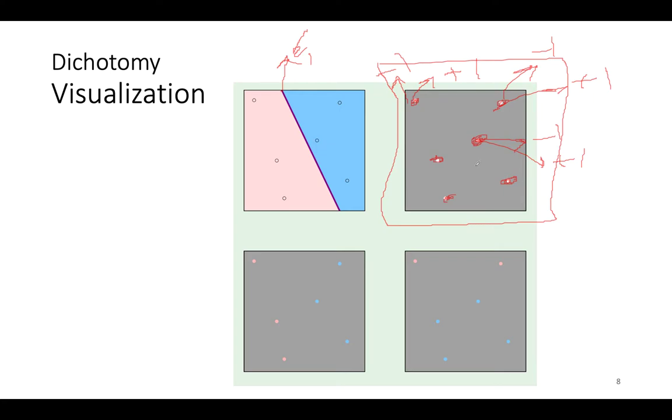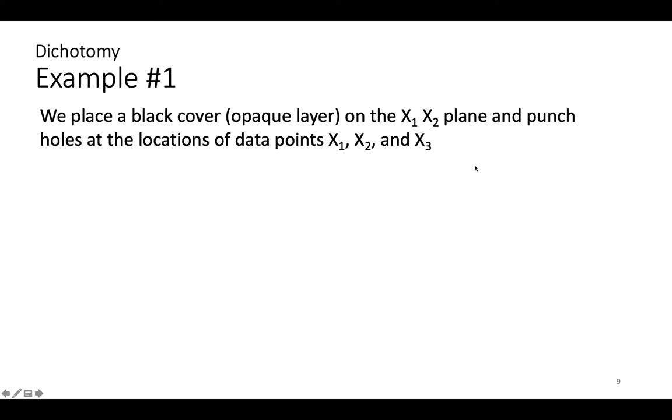All right. So your colleague had a very good estimate. Let's see how this turns out. For that example, as I mentioned, we're going to place a cover on top of the space, and we just punch certain holes on the position of the points. In this case, we have 3 points.